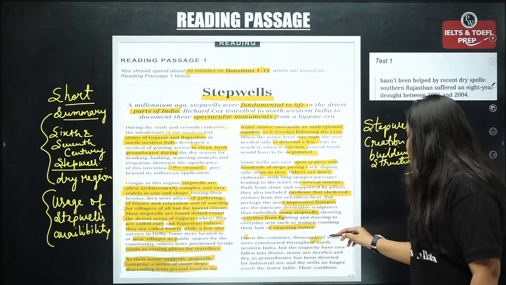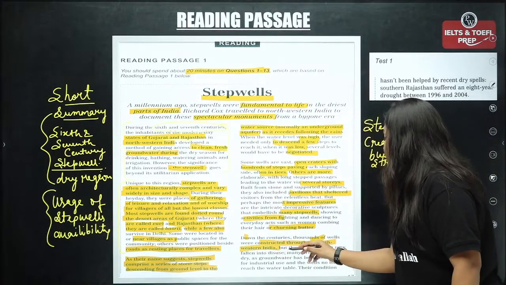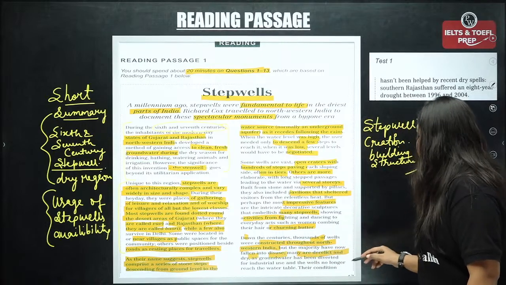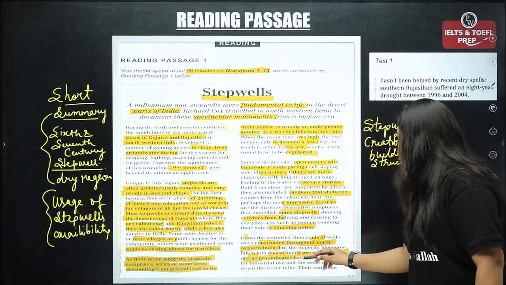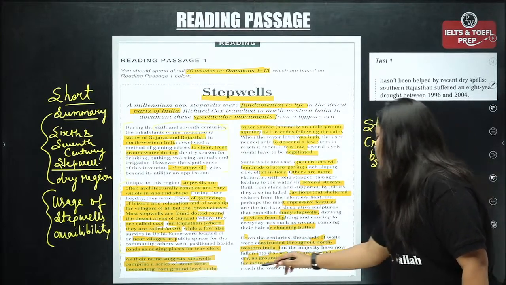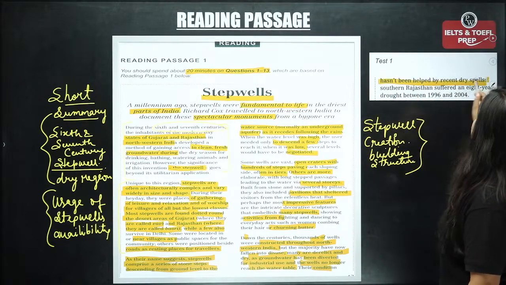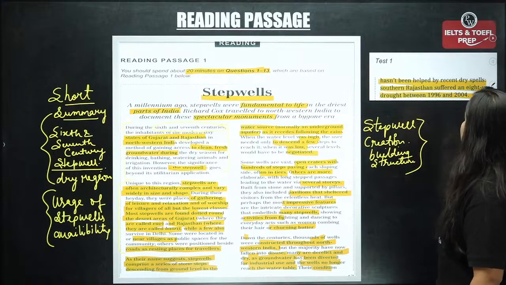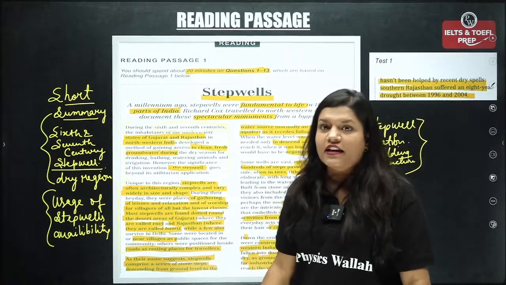Down the centuries, thousands of wells were constructed throughout northwestern India, but the majority have now fallen into disuse. Many are derelict and dry as groundwater has been diverted for industrial use, and the wells no longer reach the water table, and their condition hasn't been helped by recent dry spells. Southern Rajasthan suffered an 8-year drought between 1996 and 2004. This is the entire passage.